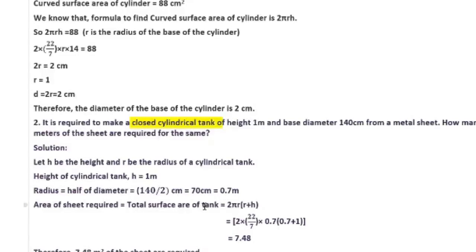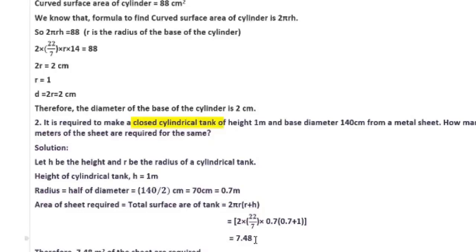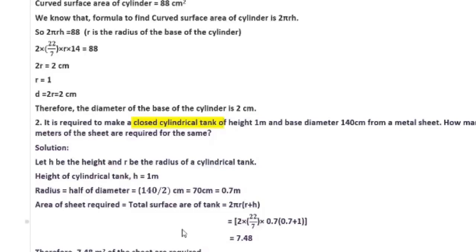Then area of the sheet required equal to total surface area of the tank. That means the total surface area of cylinder. We can use the formula, this is equal to 2 pi r into r plus h. We can substitute the value of pi and r and h and simplify it. You will get 7.48. Therefore 7.48 meter square of the sheet are required for making the cylindrical tank. So the answer of question number 2 is 7.48 meters square.